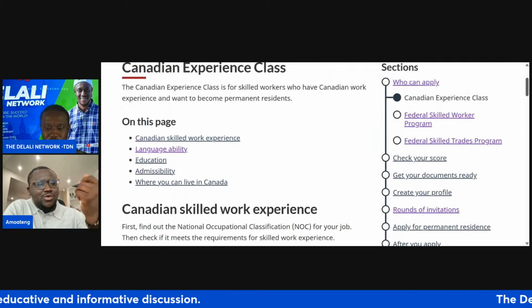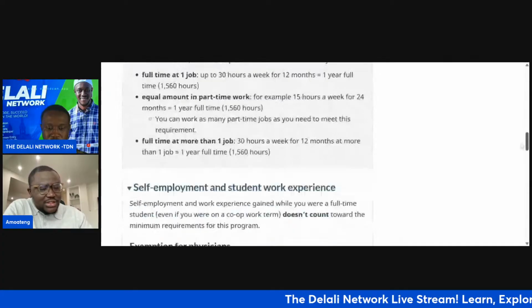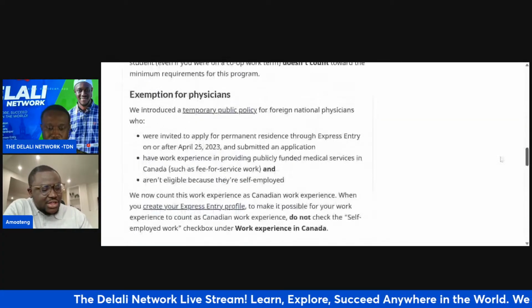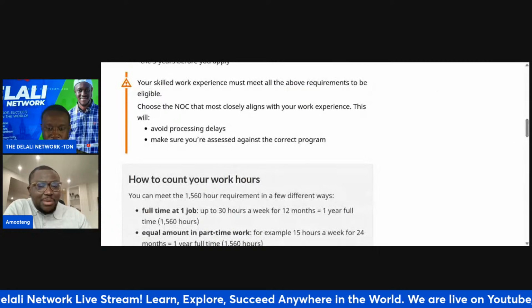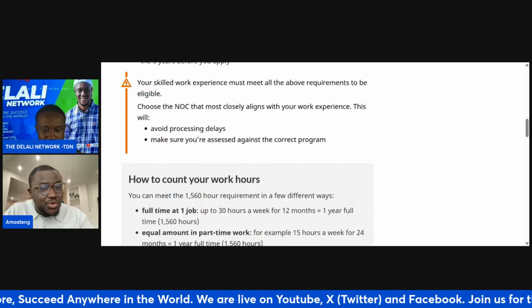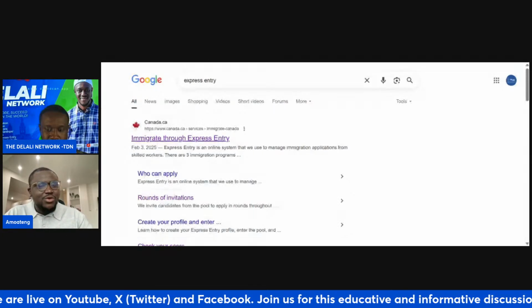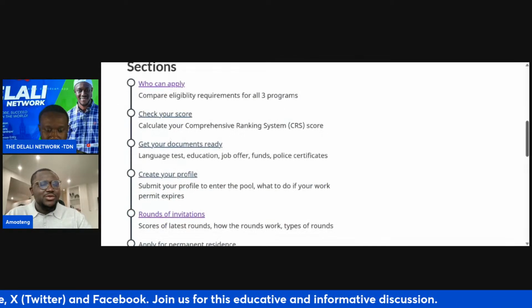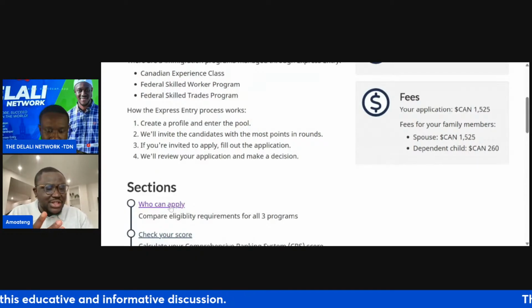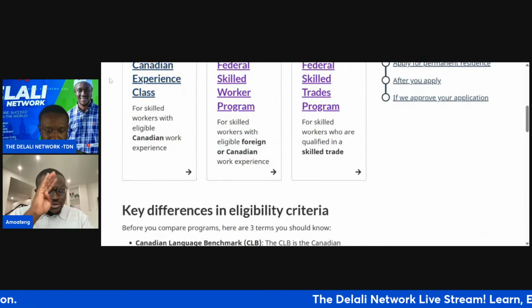So if your occupation is under tier 0 or tier 1, you need to get a CLB of 7 in all the abilities. So for the language, they measure your reading ability, your listening ability, your writing ability, and your speaking ability also, right? So there are 4 things. You do reading, writing, speaking, and listening. So 4 of it.